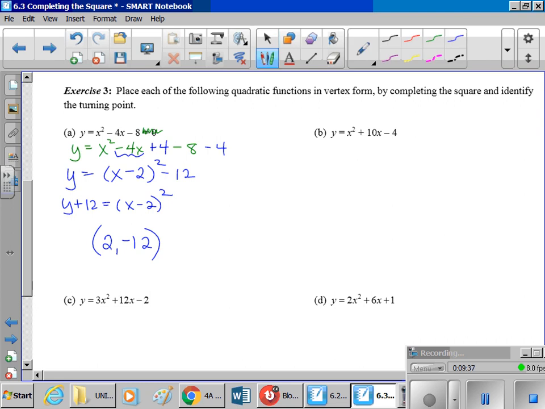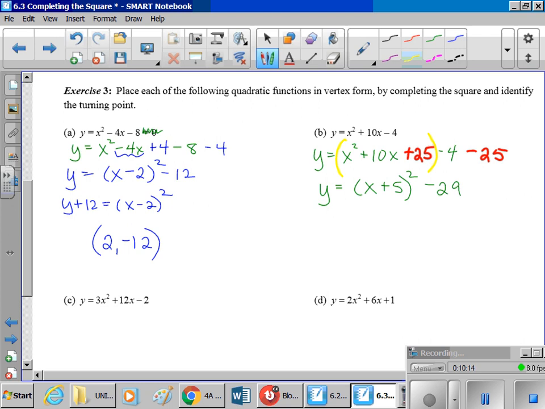B, y equals x squared plus 10x, leave a little bit of space, minus 4. We're going to make sure that we are going to take half of that 10 and square it. So half of 10 is 5. Squared is positive 25. But I'm also going to minus 25, reminding yourselves that this is going to become my perfect square. So I get y equals x plus 5 squared minus 29.